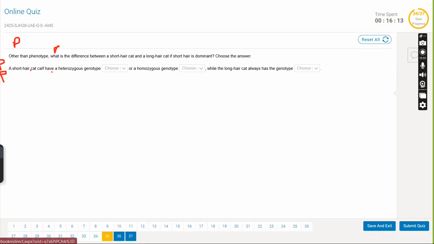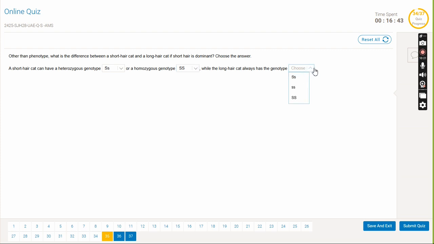The next one here, a short hair cat has a heterozygous genotype. Now short hair, remember in the ebook it's written that short hair is dominant. So if it's heterozygous and still showing short hair, it's big S and small s. The homozygous genotype will be both dominant, so it will be both big S. And you can also see it above, the difference between short hair and long hair, if short hair is dominant. They've stated that short hair is dominant.